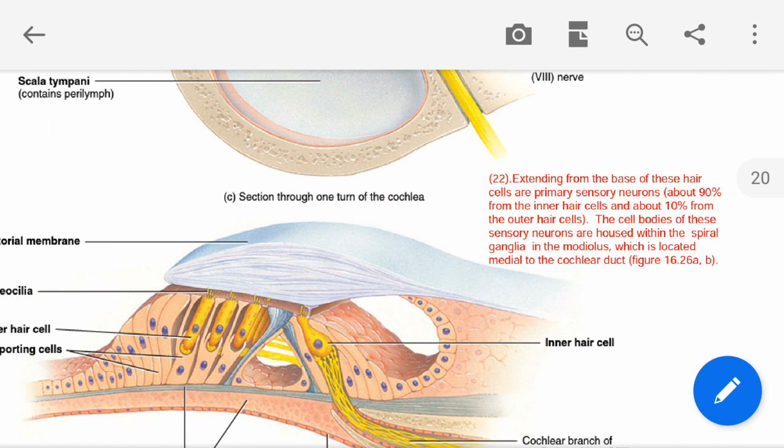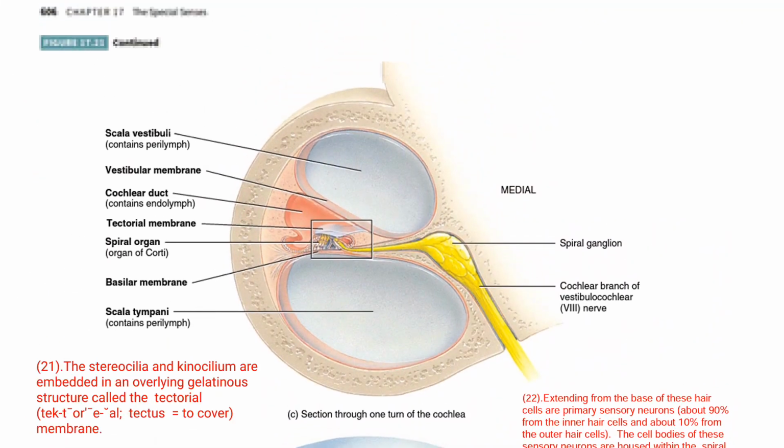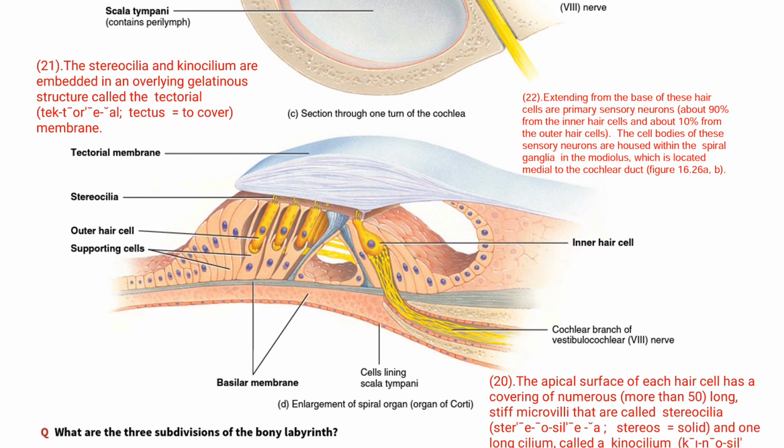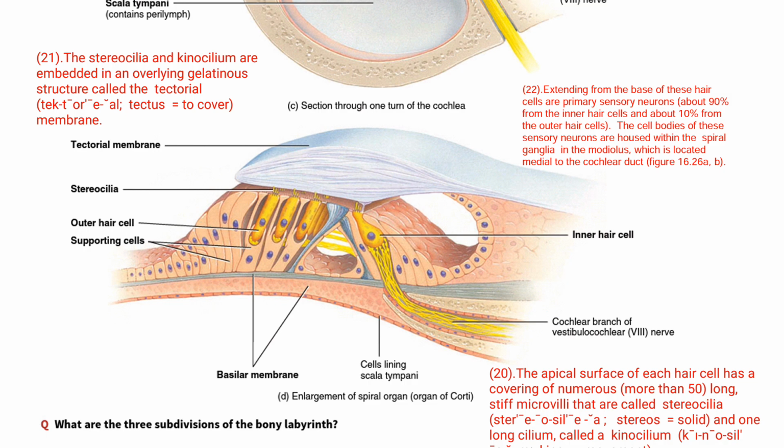Let me show you both the figures. See, section through one turn of the cochlea. So with this, we have completed this discussion on internal ear.